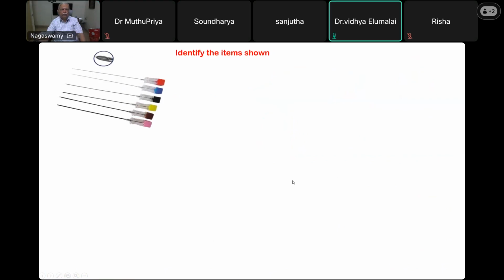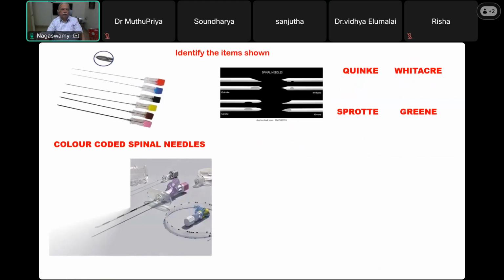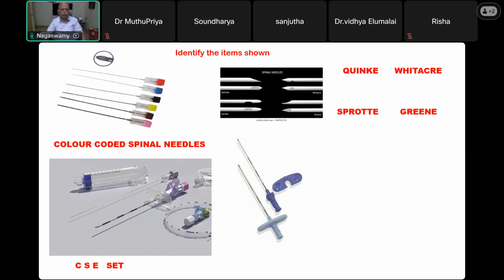Color coded, pink spinal needle. Different spinal needles. Very good. So these are all the different tips. Pink, orange, yellow, and green. What is this? Combined spinal epidural kits. Epidural set. Very good. What is this? Epidural needles with different sizes.